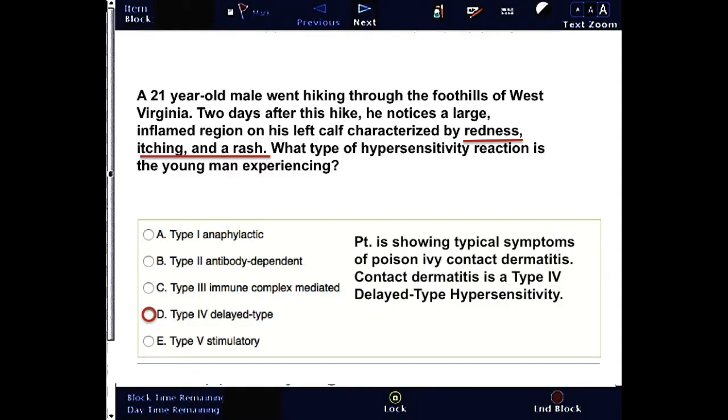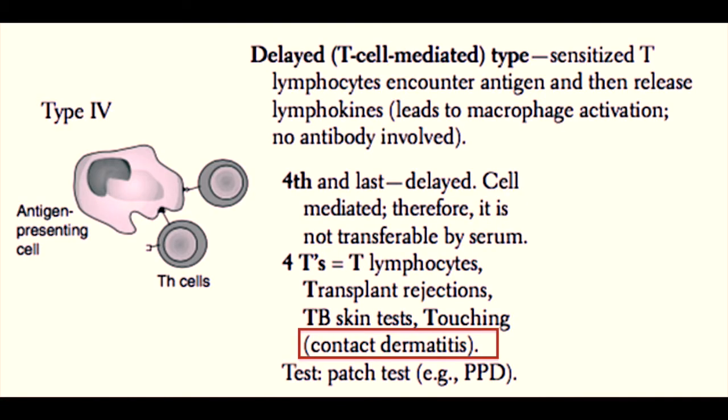Now, type 4 hypersensitivity is the delayed type hypersensitivity. It's the only one of the types of hypersensitivity that's T cell mediated. The process is pretty similar to type 1 hypersensitivity. You get a sensitized T lymphocyte that encounters an antigen and then releases lymphokines. Instead of causing the histamine release, you cause a cell-mediated type of immune response. You get macrophage activation, no antibodies involved whatsoever.